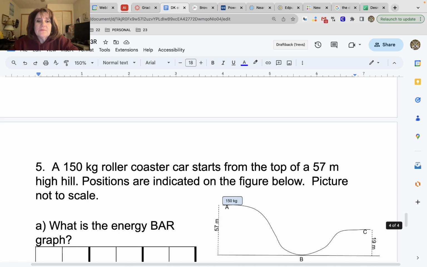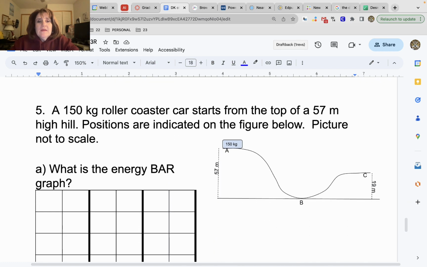Question 5. You're given a little image of a roller coaster that starts from the top of a 57-meter high hill. Positions are located. A is the top of the first hill, B is the bottom of the first hill, C is partway up the next hill. You're told that the top of the first hill is 57 meters and the second hill is 19 meters.